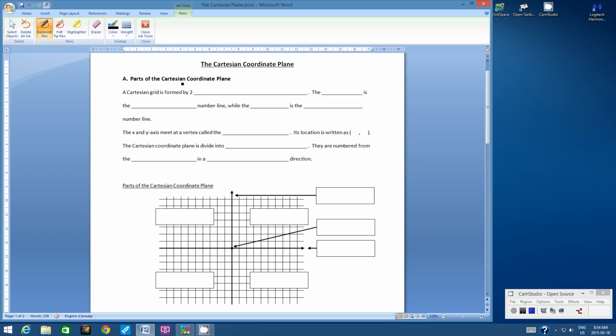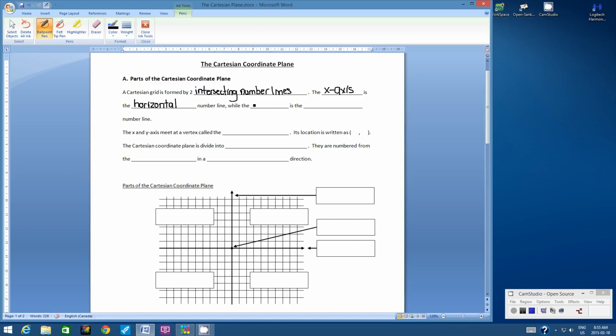A Cartesian grid is formed by two intersecting number lines. Here we have the picture of it. Two intersecting number lines. The x-axis, that's this right here, is the horizontal number line.